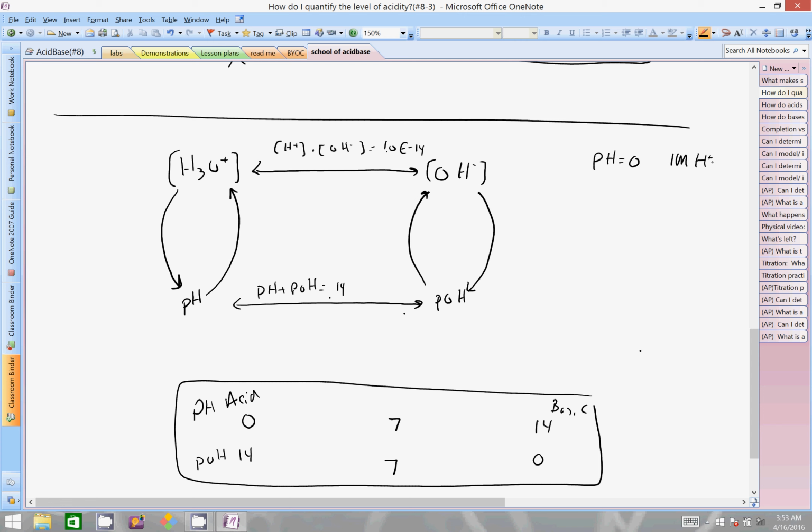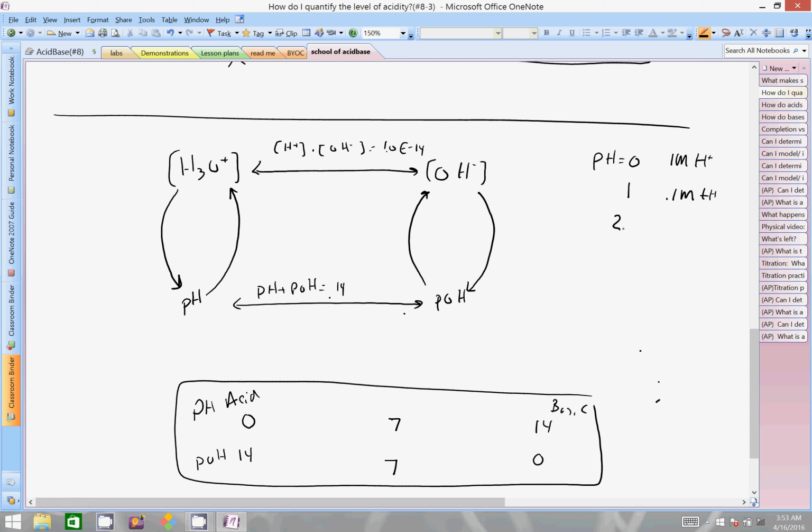And this is how it works out. We have pH of 0 is 1 molar. If I have a pH of 1, then I have a 0.1 molar concentration of H plus ions. Remember, the pH tracks the H plus ions. It works the same way for hydroxides. Same numbers. If I have a pH of 2, then I have a molar concentration of 0.01 H plus ions. And this is in moles per liter. pH of 3 is 0.001.